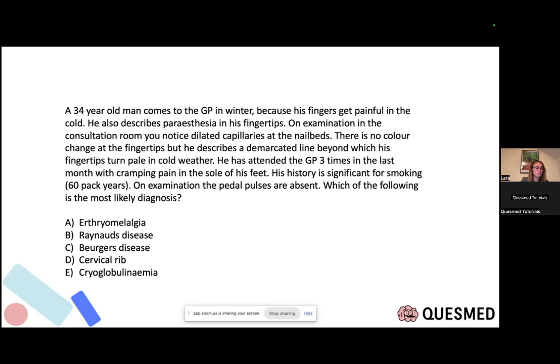So we've got pretty much a 50-50 split between B and C. Okay, I actually completely understand that. So the answer is Berger's disease, but I understand completely why people put Raynaud's.